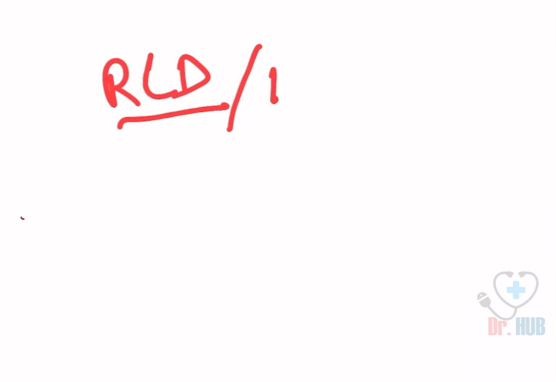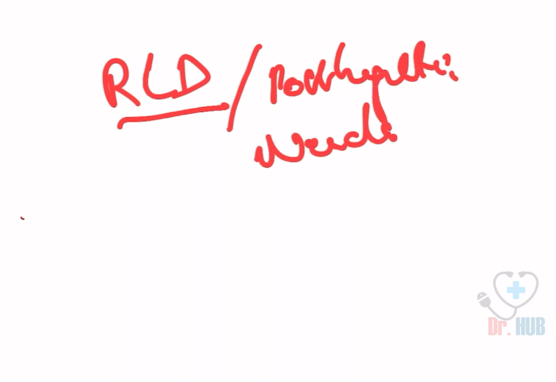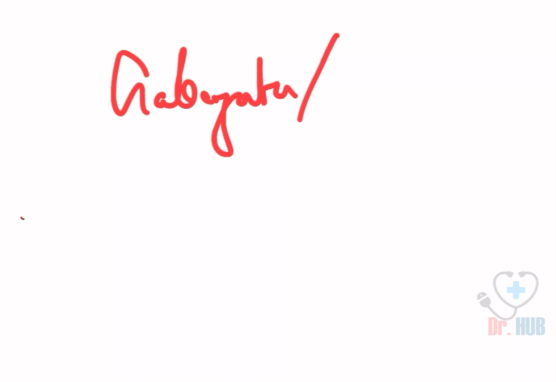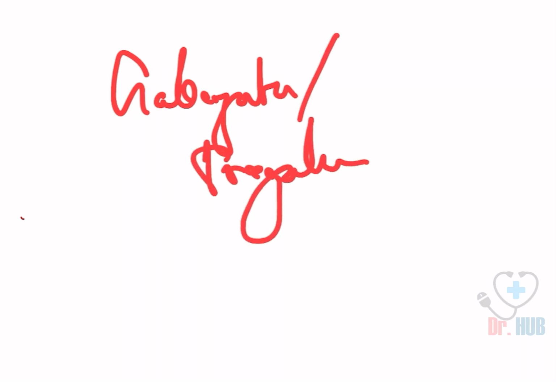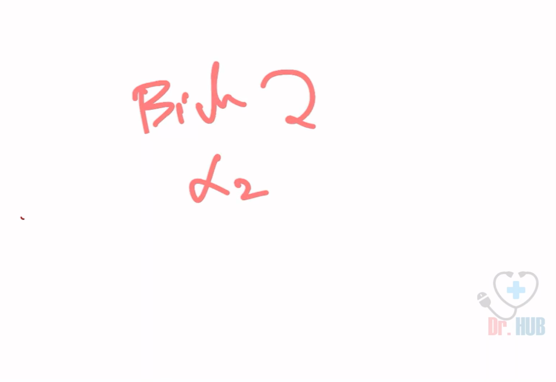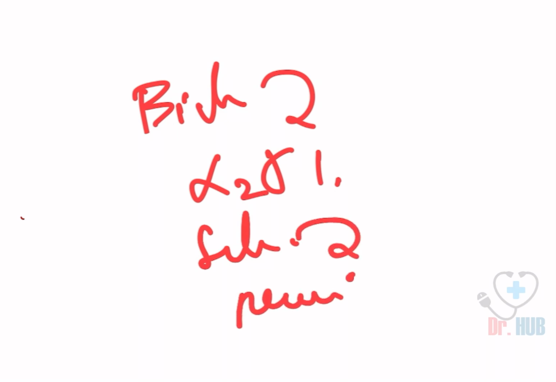Next we look at RLS, restless leg syndrome, and post-herpetic neuralgia. So in these cases the DOC is gabapentin as well as pregabalin. Here, just to add, the mechanism of action is that it binds to the alpha-2 delta subunit of the presynaptic calcium channels.